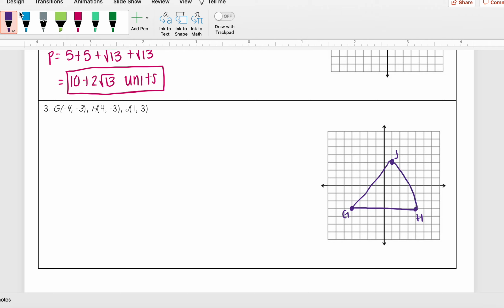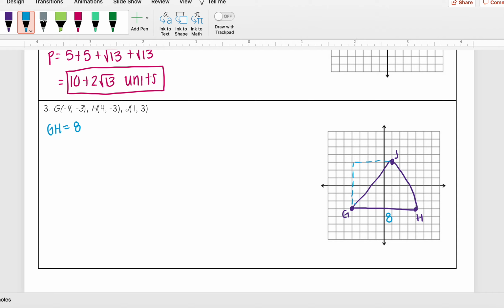Okay, so for this one, I see that I only have one length that I can automatically just count, and that's this base down here, my GH. And I see that's going to be 1, 2, 3, 4, 5, 6, 7, 8. But now I need to find GJ and JH. So for GJ, I'm going to use the Pythagorean theorem for that one. And so when I do that, I'm going to make myself a right triangle.